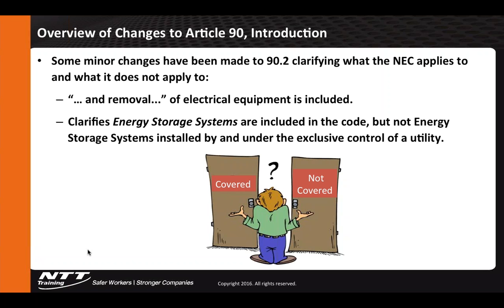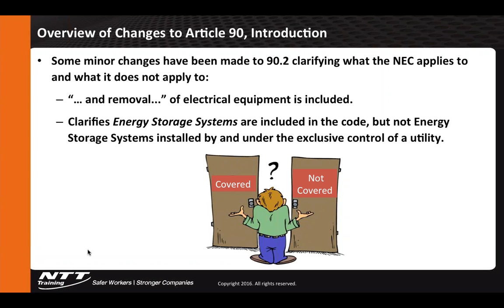At least for many editions, it has said the code covers the installation of conductors and equipment and raceways and so forth, and it lists all the different types of installations. They're also adding the term removal. So now they're going to say it covers the installation and removal of conductors. And you panic and go, oh no, what are they adding about removal? It's already there. Think about it.